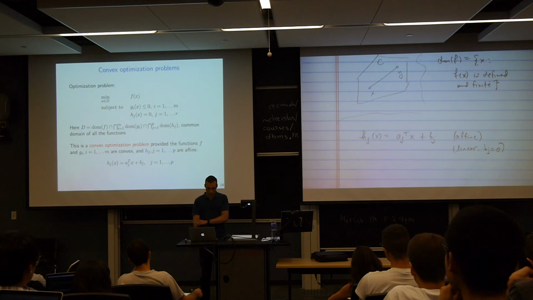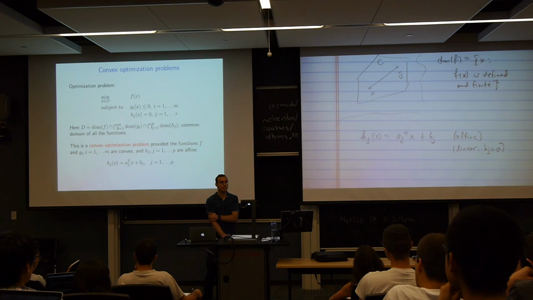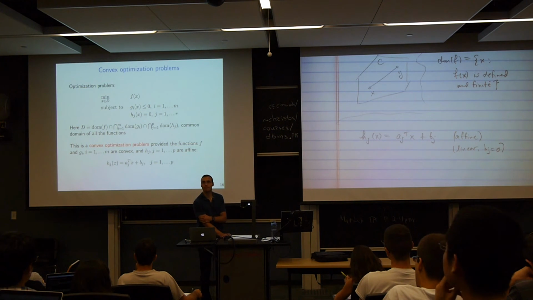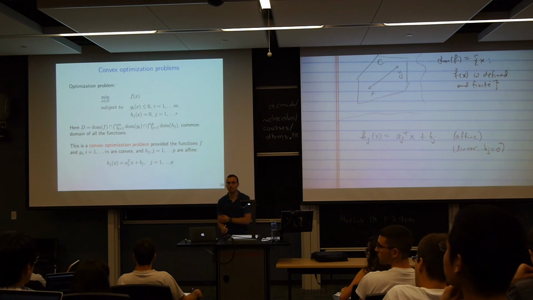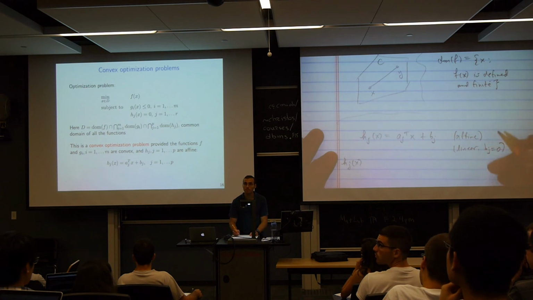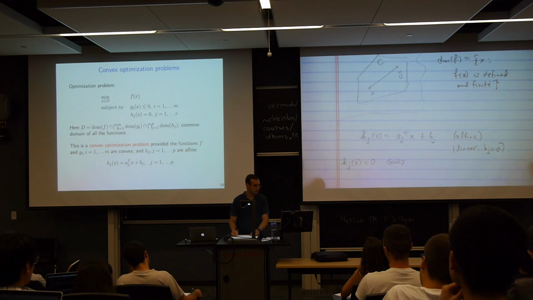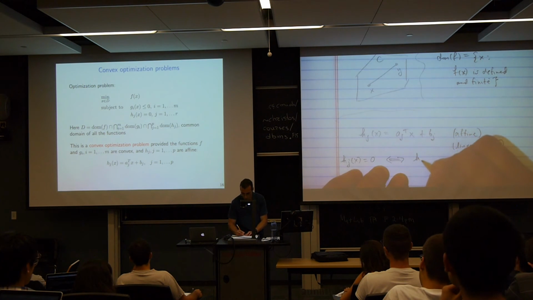Why do we maintain that hj have to be affine? Why is that a requirement? An equality constraint can be divided into two sides: less than 0 and greater than 0. So we can always take an equality constraint and rewrite it as a pair of two inequality constraints.